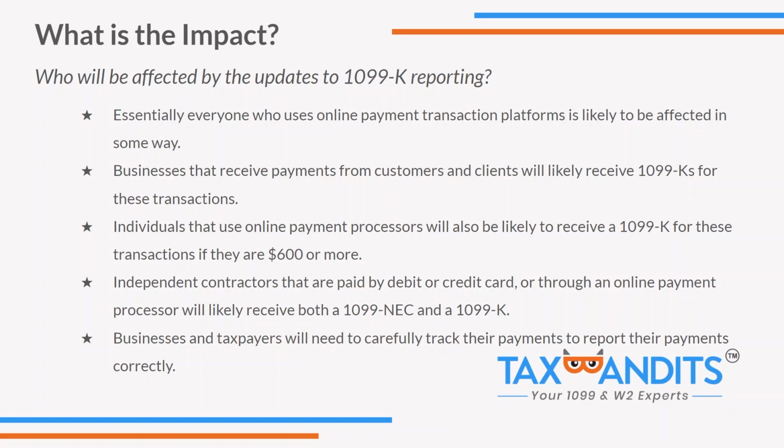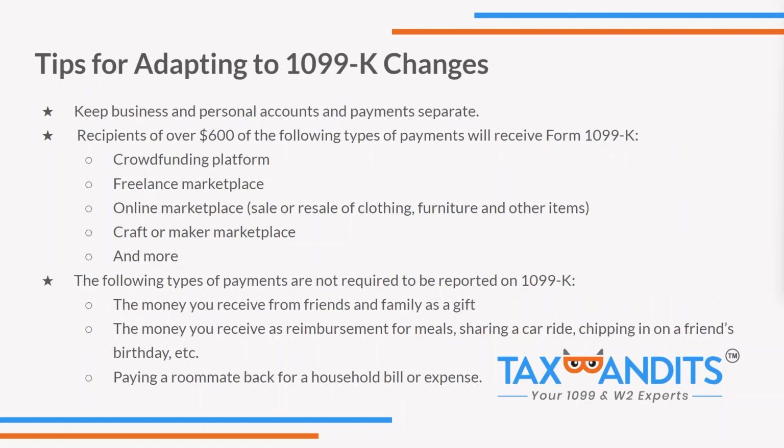Independent contractors paid by debit or credit card through an online payment processor will likely receive a 1099-NEC and a 1099-K. And businesses and taxpayers need to carefully track their payments to report them correctly. Let's look at some tips that will help you adapt to these 1099-K changes.